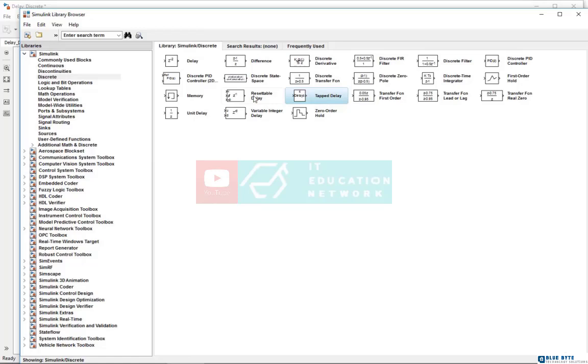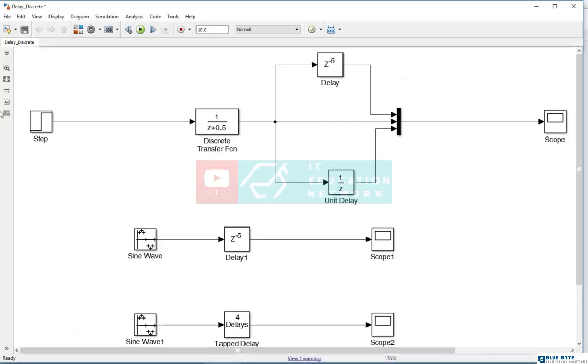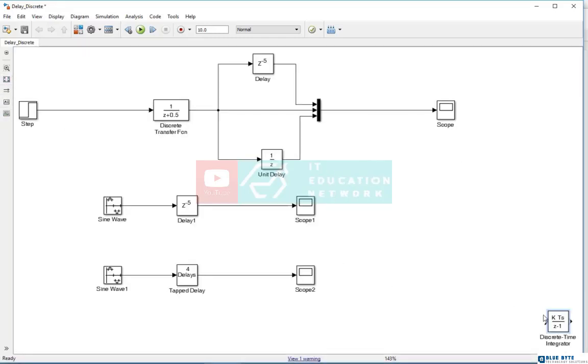We have an integrator block in discrete parts. The integrator block works the same in continuous and discrete systems, but the difference is that we can change the integration method in discrete systems.